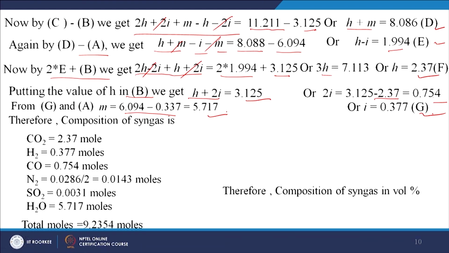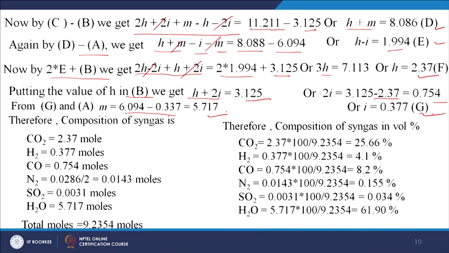So on the basis of those coefficients we are getting the composition of syngas, that is CO2 is equal to 2.37 mole and H2 is equal to 0.377 moles, CO is equal to 0.75 mole, nitrogen is equal to this divided by 2, so 0.0143 moles, SO2 is 0.0031 moles, H2O is 5.717 moles. So, total moles if we get, that is 9.2354 moles.